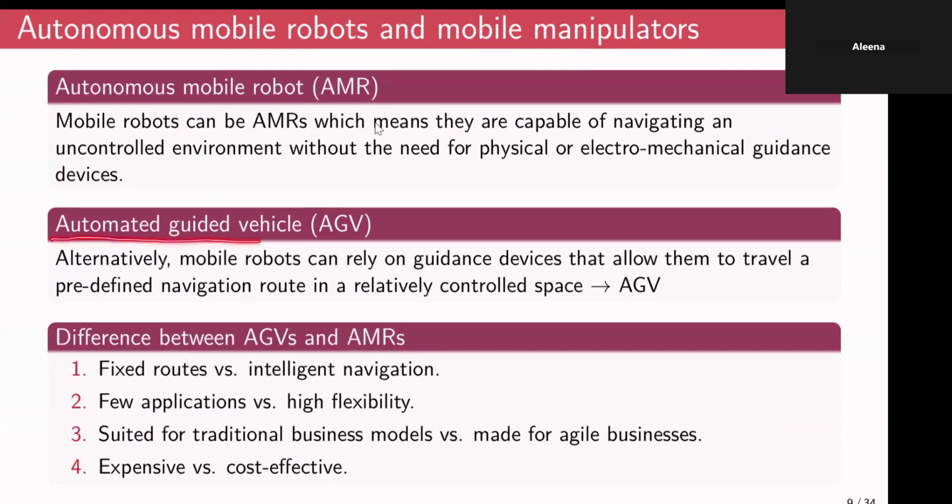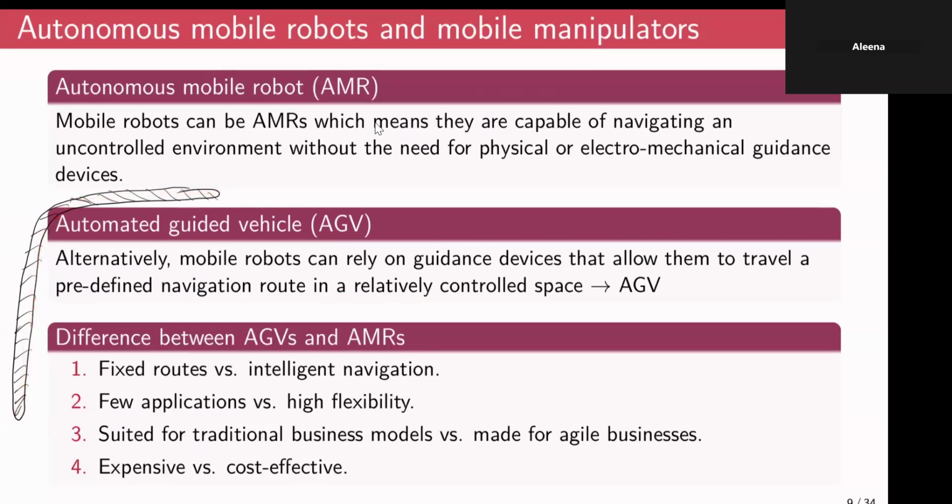Whereas in the case of automated guided vehicles, or AGVs, mobile robots can rely on guidance devices that allow them to travel on a predefined navigation route in a relatively controlled space. So AGVs are used in a controlled space, for example, in warehouses, and the paths through which they move are also predefined, right? Maybe they can move through rails, or they can be made as a line following robot. For example, if your warehouse floor has some sort of a marker, maybe a black marker that can be detected through some sensors, maybe some vision sensors, the robot would only follow these paths.